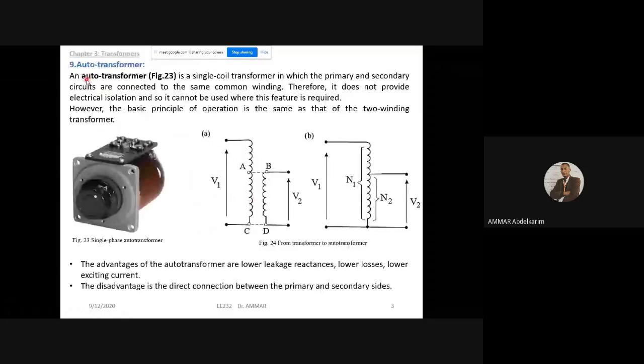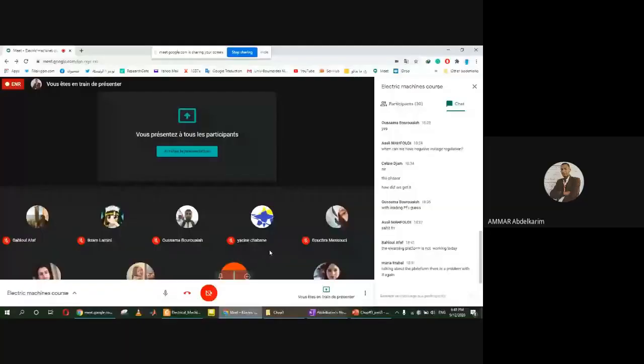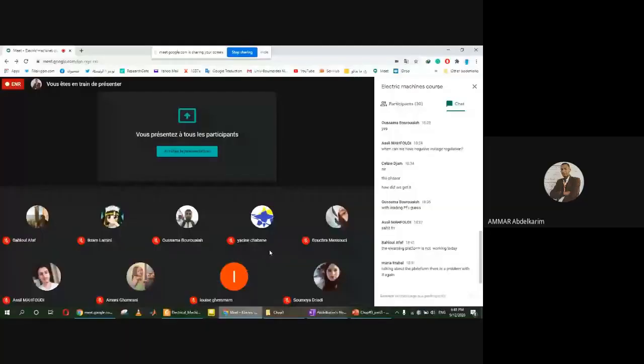So the autotransformer is an... okay, I think some of you... concerning the platform, they changed the password, I think, for all courses. I didn't check it today. Okay, I think some of you have done at least one lab session. Not the password.